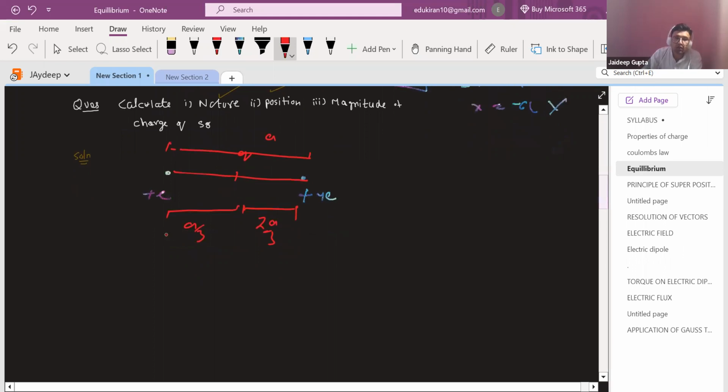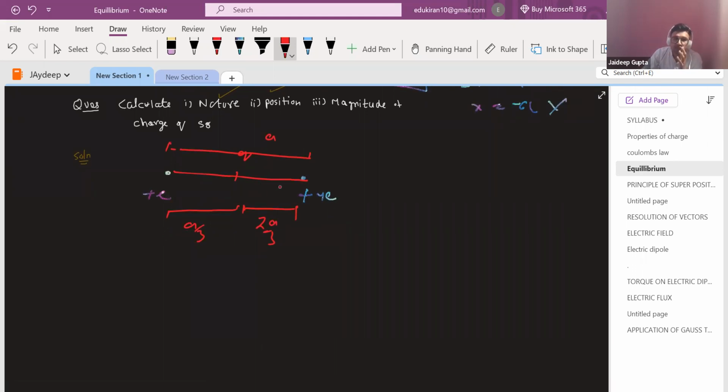So how do we do it? Look, whenever we have to calculate the magnitude of the charge, the system is in equilibrium. It means if we calculate the force on any of the charges, it's going to be 0. So whenever we have to calculate the magnitude of a charge, you have to target either this charge or this charge. It's completely up to you. This time I'm taking this charge. This is the trick. Remember this.